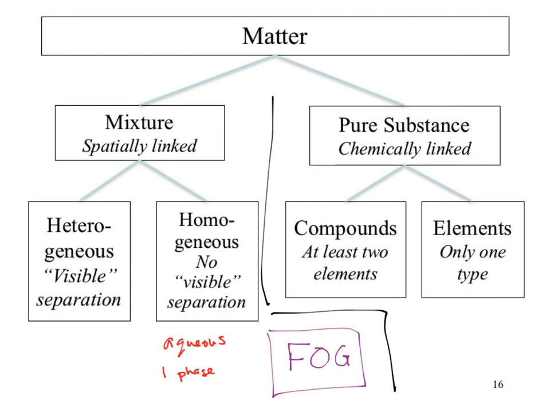An element is only one type, okay? So if we look at our periodic table of elements, as long as I look at a single box, I can have multiple of that same element floating around. Those are all considered chemically linked, okay? Because it is one element. The instant I now combine that element with, say, something else, okay, and chemically link it, it's now a compound.